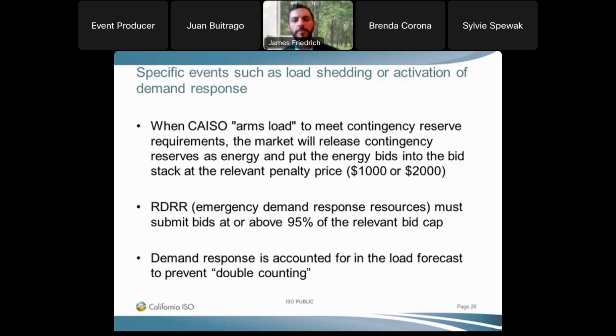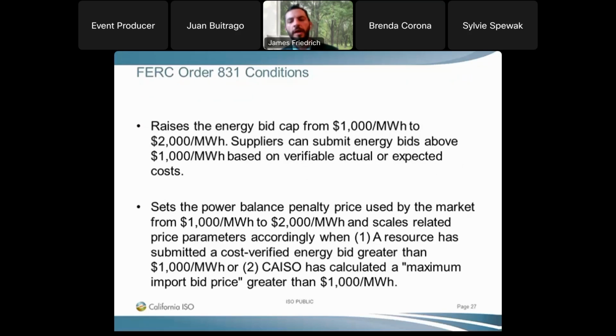Next slide, please. This is my last slide. So the last thing to talk about is FERC Order 831 conditions. I wanted to bring this up because this is more about the supply side and the ability to bid certain price levels.